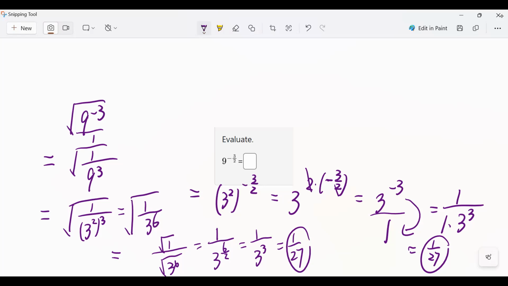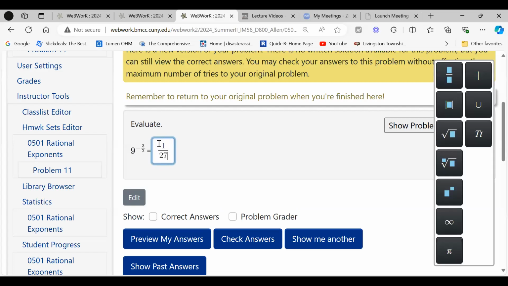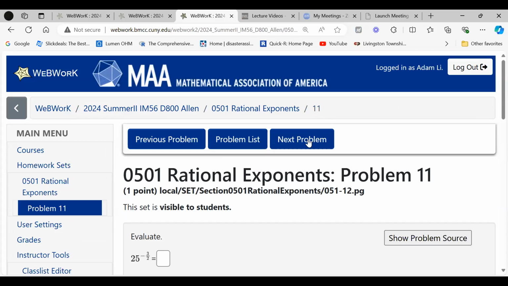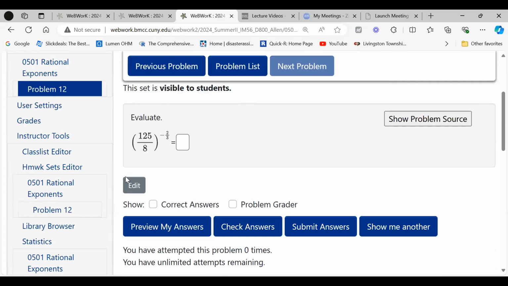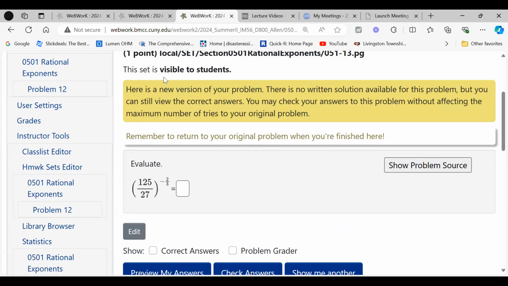The same result. I think this is probably slightly quicker, using exponential properties. So the answer is 1 over 27. So any question about this? No. Very good. Oh yeah, this gets a little bit complicated, right? So let's try this one. Okay, so still it's the exponent.